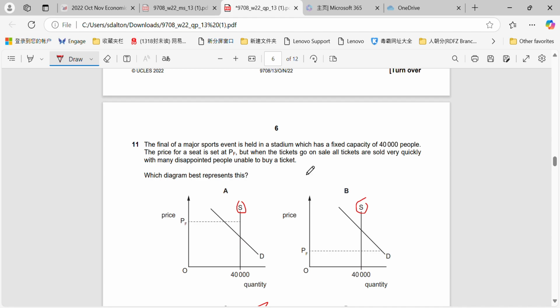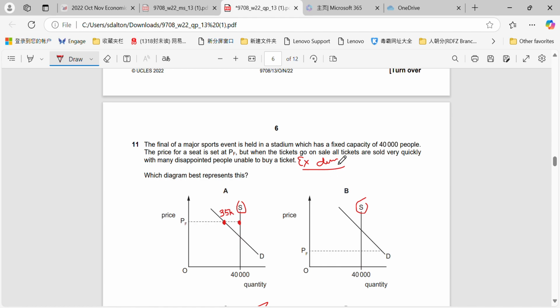Okay, what does that show? That shows excess demand, or it shows a shortage, right? So which diagram best represents that? Okay, so we can see here in A, we would actually have fewer people demanding the tickets than the 40,000. So that would result in, let's say for example, 35,000 tickets being sold, but we know that's not true. So A therefore cannot be correct.